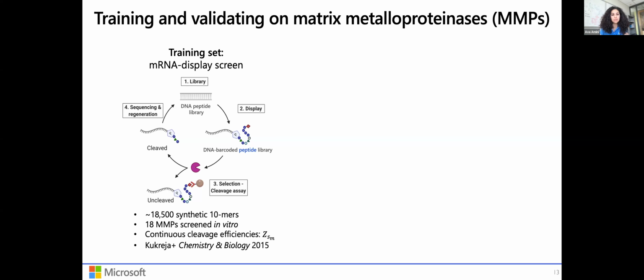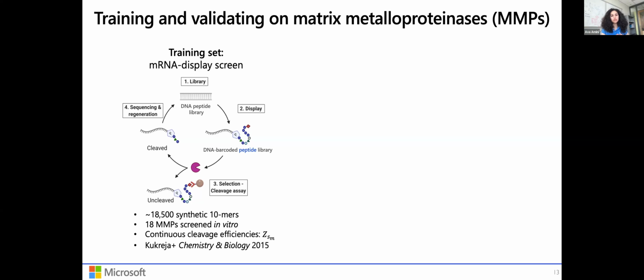What is important to keep in mind is that from this data set, we are able to actually get a continuous metric of cleavage efficiency for each of these 18,500 synthetic peptides against each of these 18 MMPs. And so we were very excited to find this data set and decided to leverage this as our base training set and also hold out a subset of this data for validation and testing.